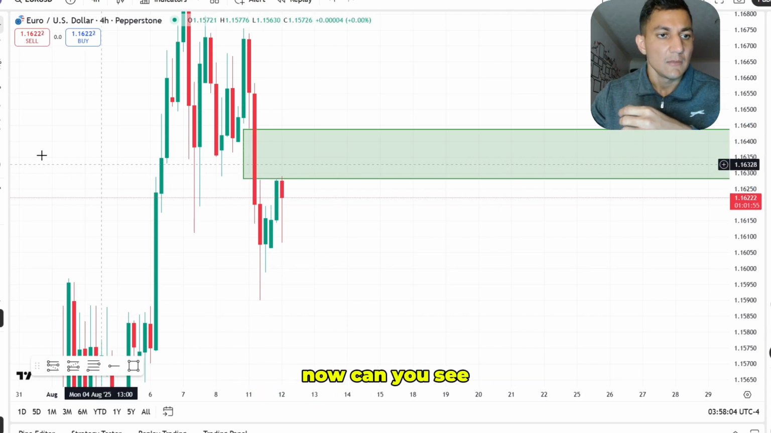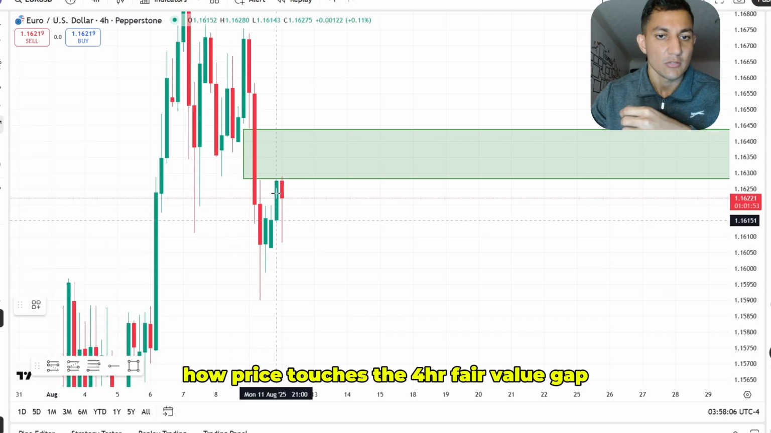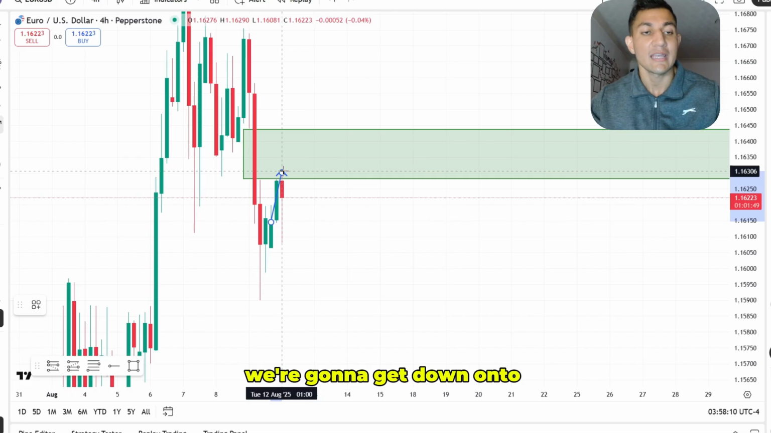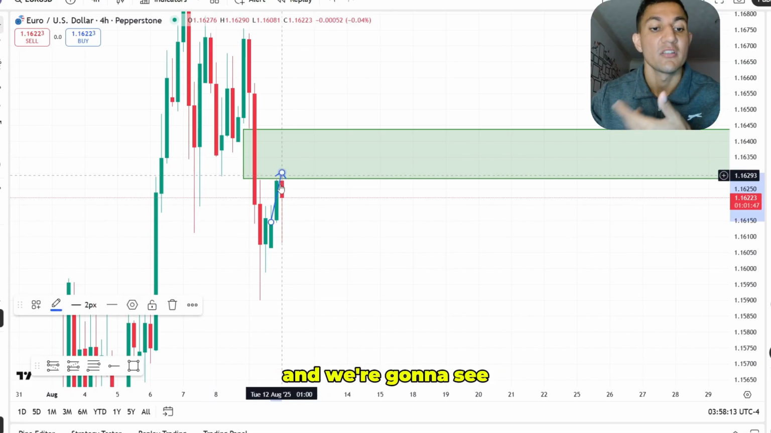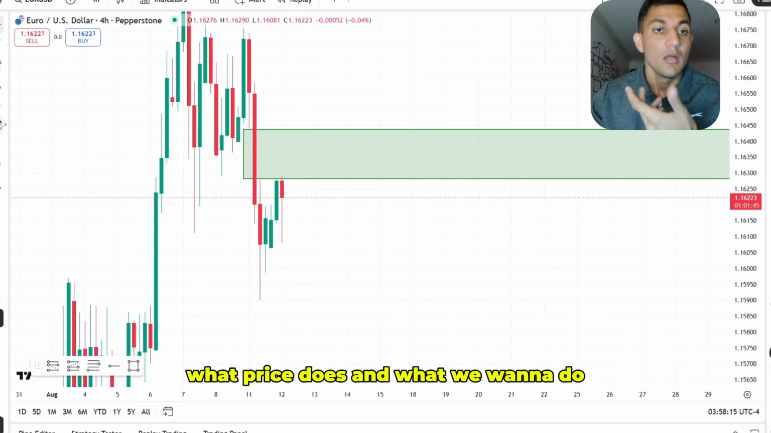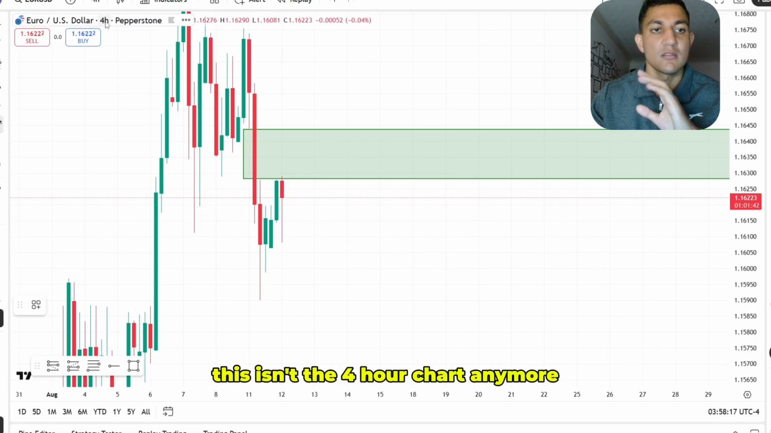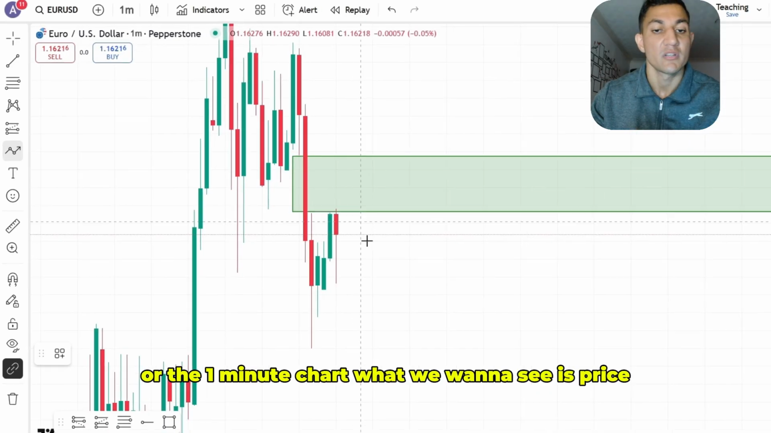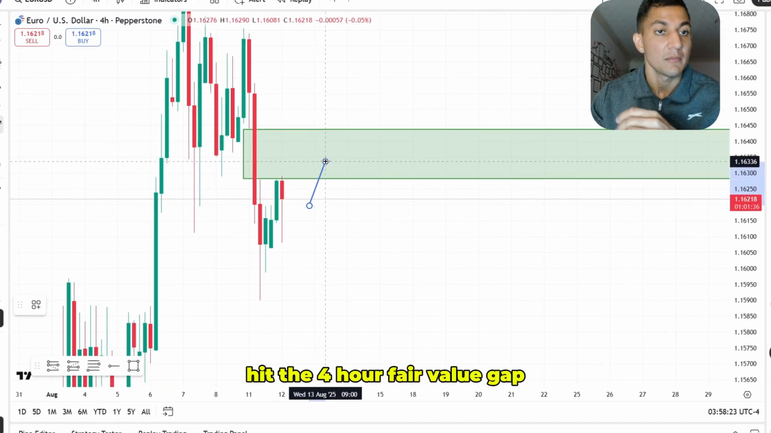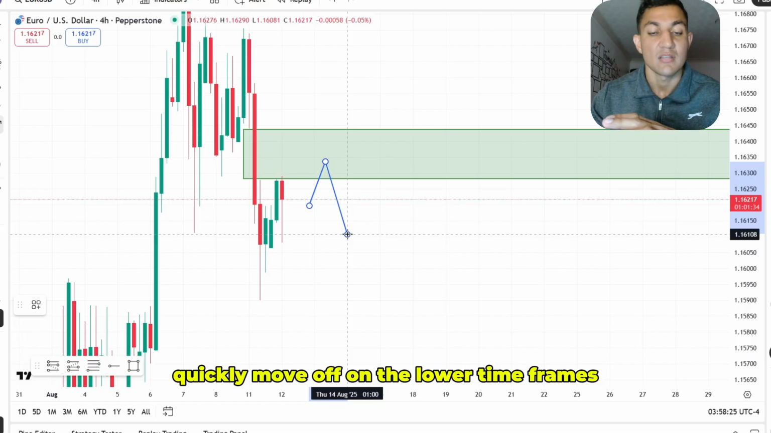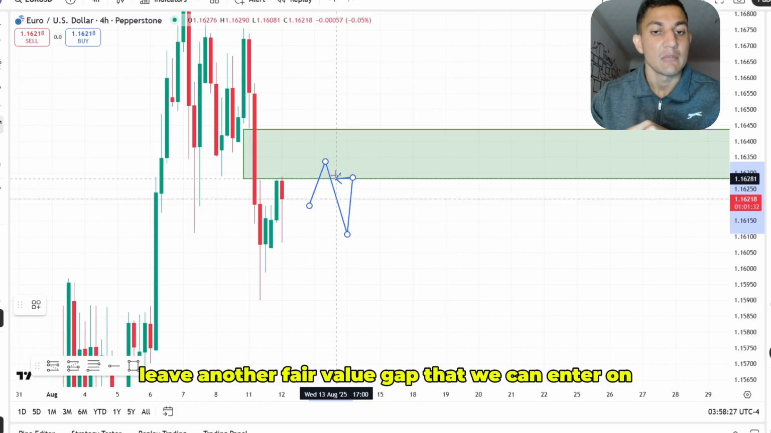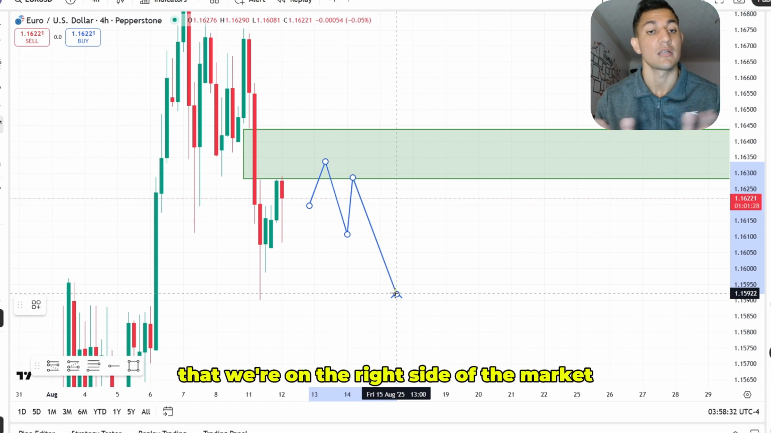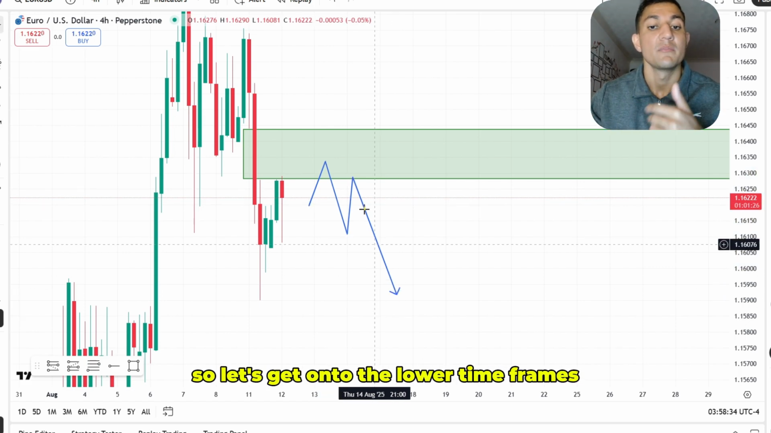Now, can you see how price touches the 4-hour fair value gap, right? The moment price touches the 4-hour fair value gap, we're going to get down onto the lower time frames and see what price does. And what we want to see is, let's imagine this isn't the 4-hour chart anymore. Let's imagine this is the 5-minute chart or the 1-minute chart. What we want to see is price hit the 4-hour fair value gap, quickly move off on the lower time frames, leave another fair value gap that we can enter on, and ride price down, right? We want to see confirmation that we're on the right side of the market. So let's get onto the lower time frames and see what we can see.